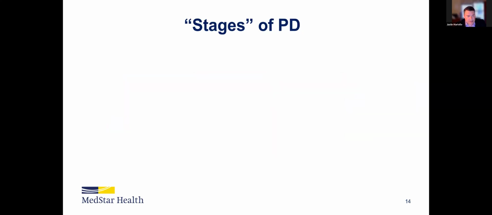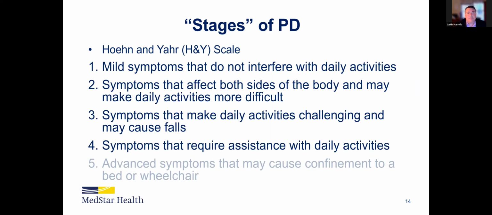All right, stages of Parkinson's. I just wanted to mention this because I think it's helpful, and a lot of people ask us about this. Yes, there is a typical staging system of Parkinson's called the Hoehn-Yahr scale, or the H&Y scale. This is what it looks like. There are five levels. You can read them through. I will just tell you that we don't find them very helpful clinically. They're really more helpful in research.